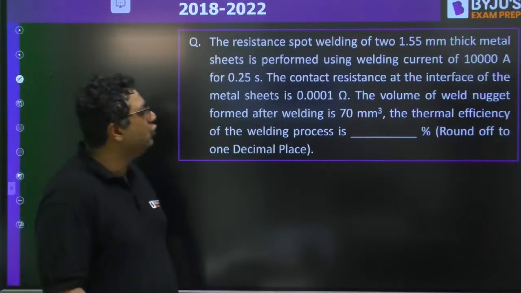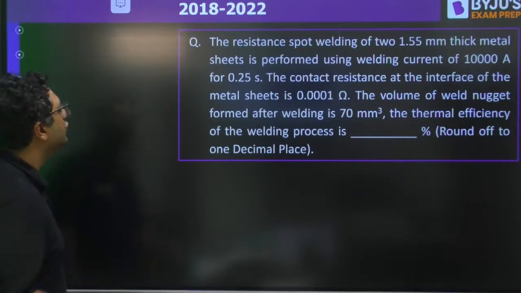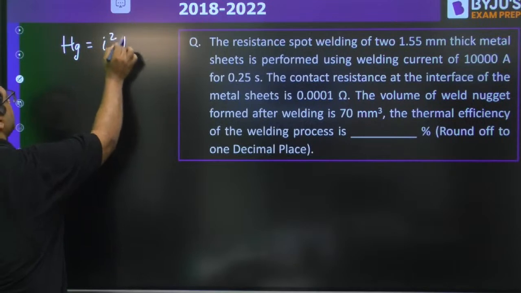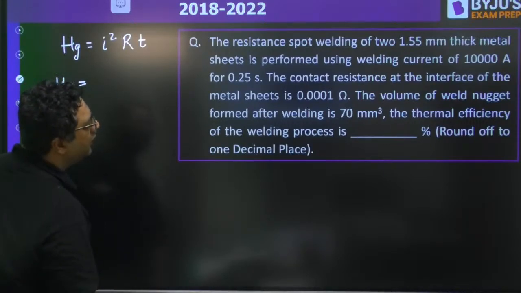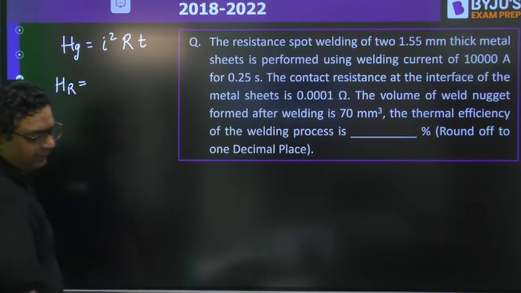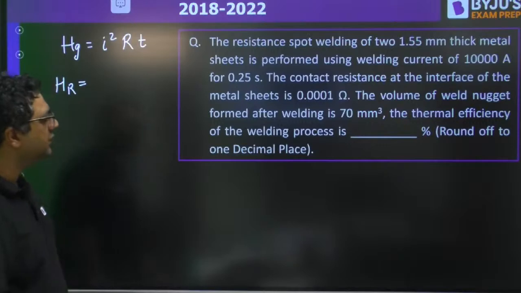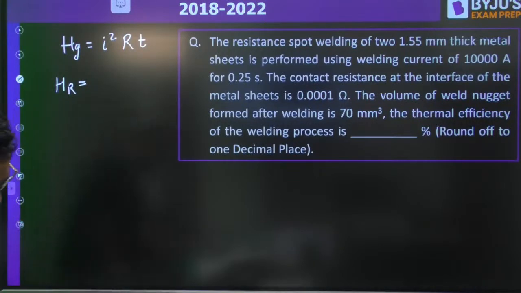The resistance spot welding of two 1.55 mm thick metal sheets is performed using a welding current of 10,000 ampere for this much time. Contact resistance is this much, volume of nugget is this, and the thermal efficiency of the process is asked. So you know what heat generation is? Heat generation is I square R T. What is heat required? The nugget is 70 mm cube, and they have mentioned that the volume of weld nugget formed after welding is 70 mm cube. So the thermal efficiency of the welding process. The contact resistance of the interface of the metal sheet is 0.0001. Yes, I feel something is missing in the statement.